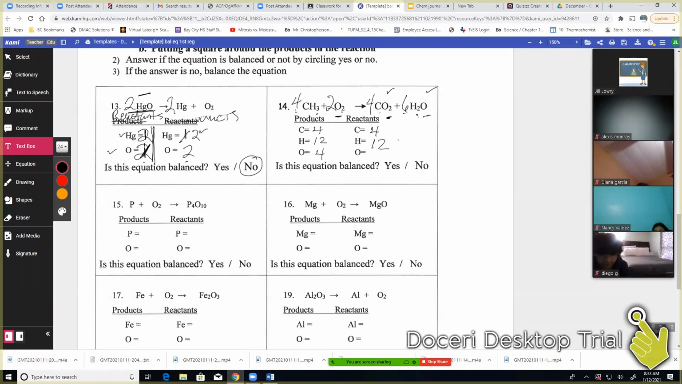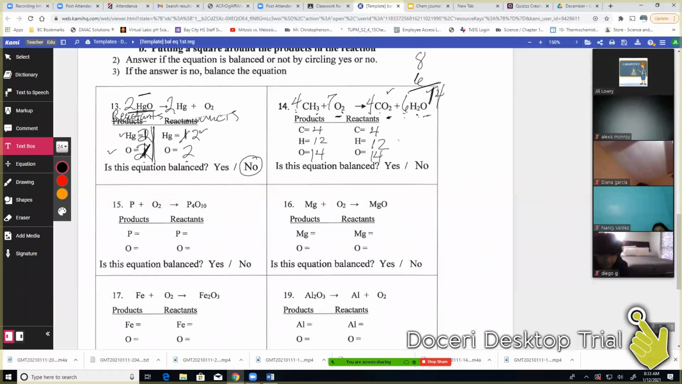And finally, oxygen that's causing all the problems. I have 4 times 2, 8, and then another 6 here, right, from the water, for a total of 14. So what do I need to do? I don't need a 2 right here. What do I need right here instead of a 2 so I can get 14 oxygen? A 7, exactly. Because 7 times 2 will give me my 14. And now I have 14 oxygen on each side.